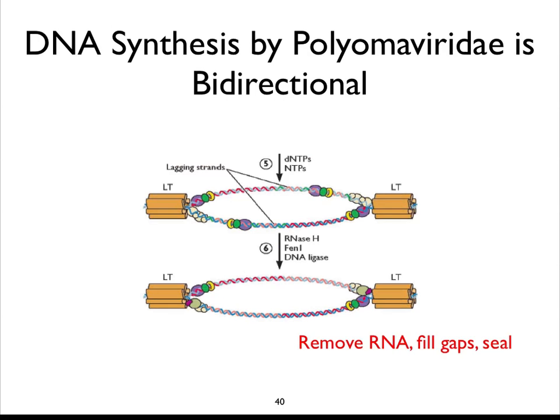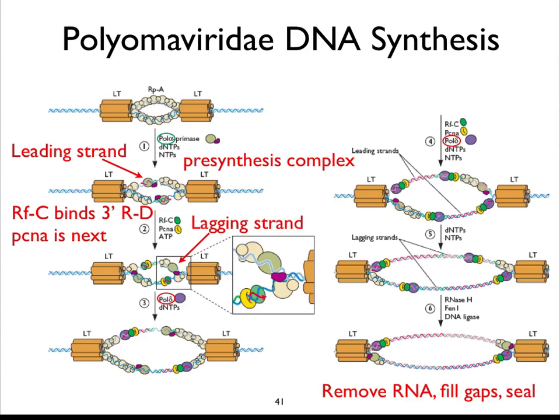Finally, it gets to the point where you have to connect these pieces, these short segments of DNA. You do that by removing the RNA, filling the gaps, and sealing. Filling the gaps is done with pol delta. Removing the RNA is done with RNase H and Fen1, which is a nuclease, and DNA ligase seals the gaps. So all of that is summarized in this very, very complicated slide.